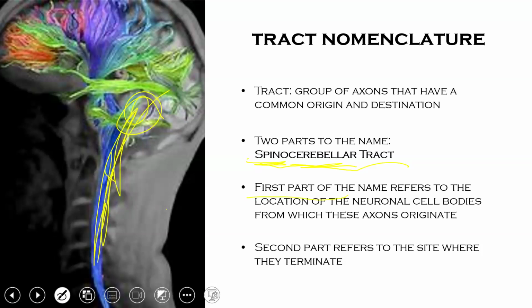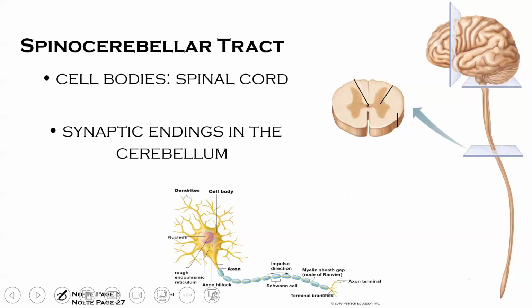The first part of the name refers to the location of the neuronal cell bodies from which these axons originate. The second part refers to the site where they terminate. Spinocerebellar tract. So again, spinal cord up to the cerebellum.